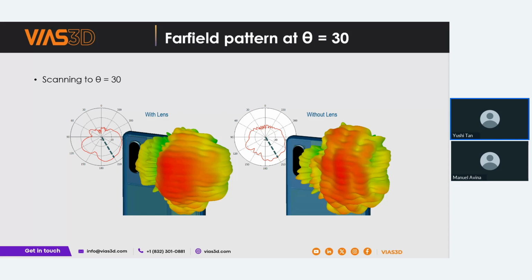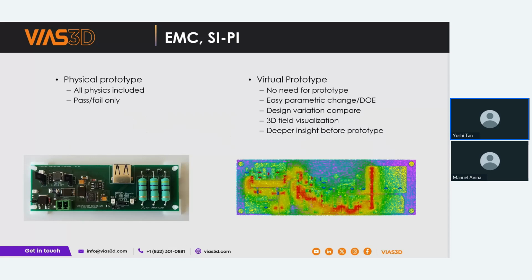All right, so let me come back to the presentation, and I'm going to switch gears just a little bit to get away from phone antenna designs, right? Of course, everything's related, so we're still in the high tech area. Now, let's talk about electromagnetic compatibility, or EMC, and also signal integrity and power integrity, SIPI.